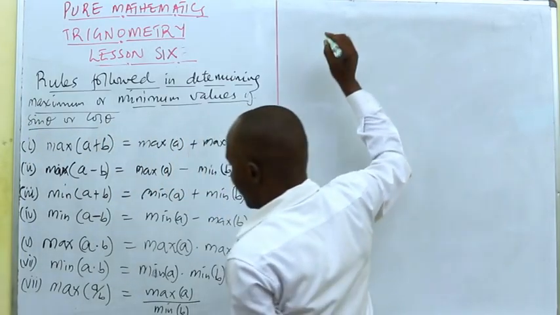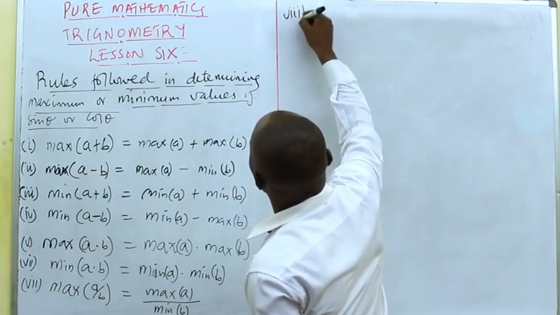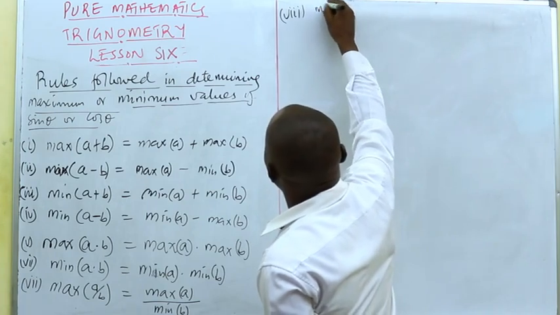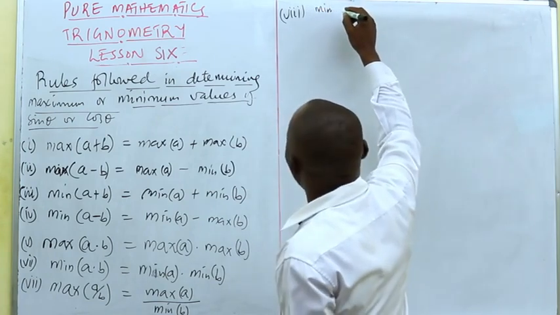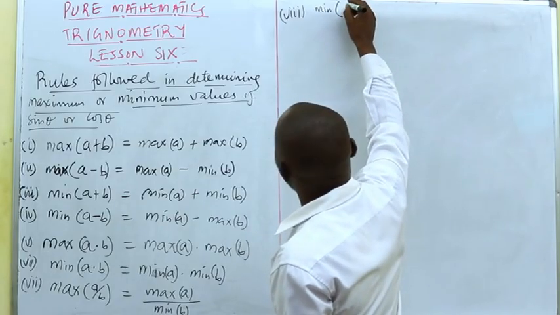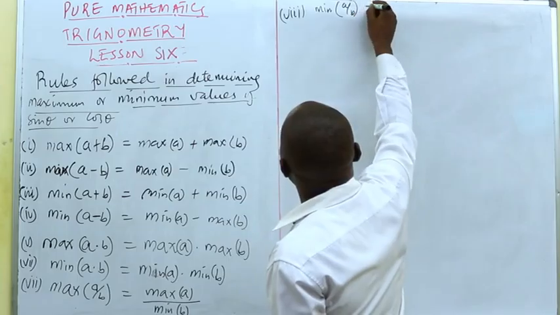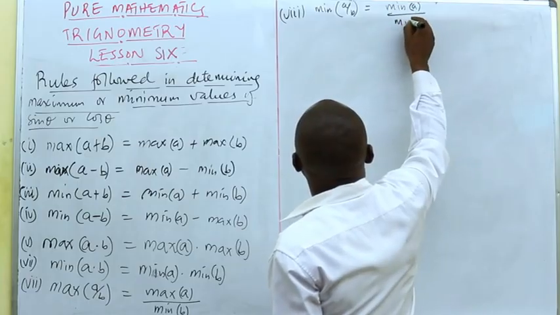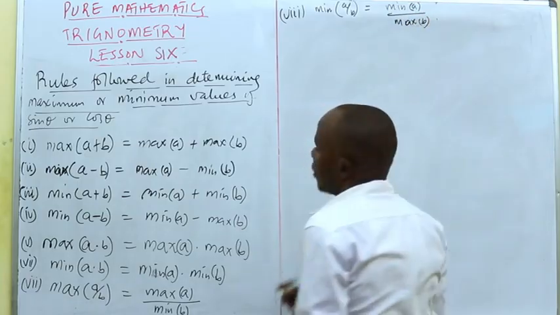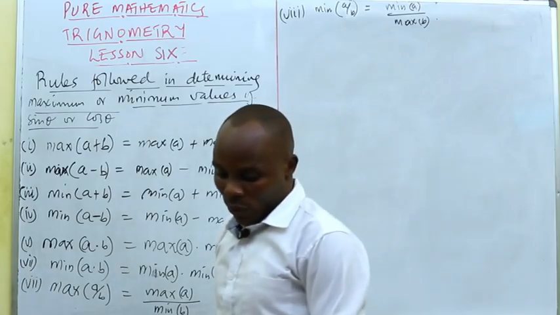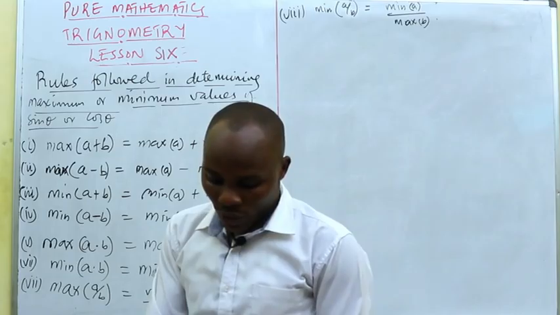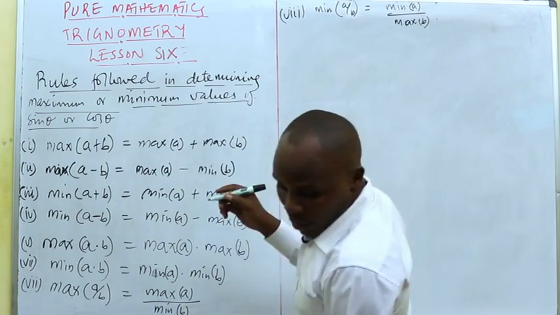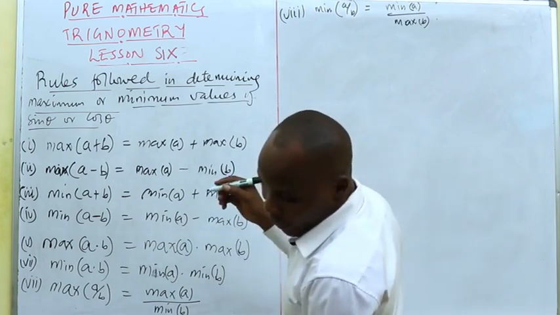And the minimum of A over B, we minimize A and maximize B. Okay? Those are some rules that we do follow there.